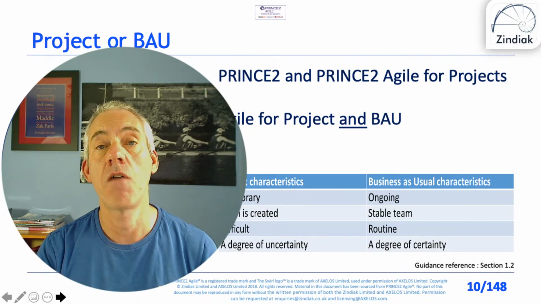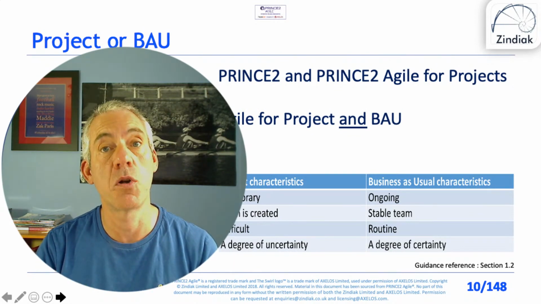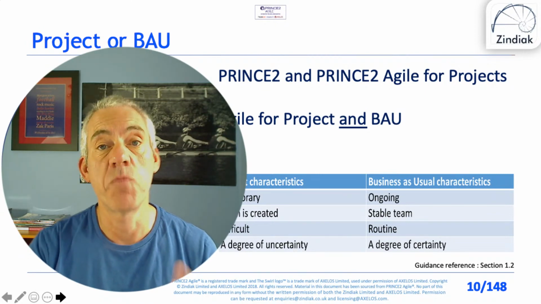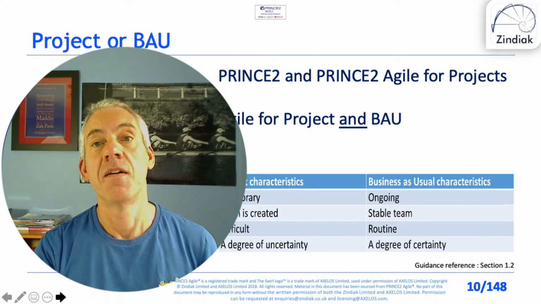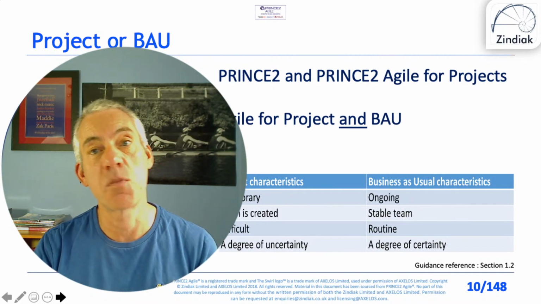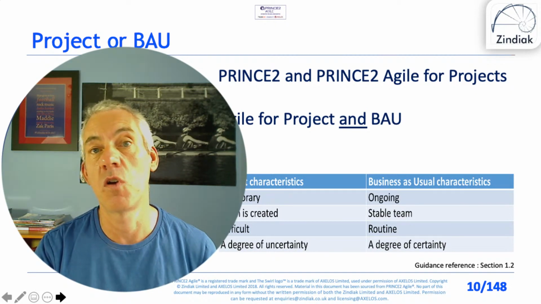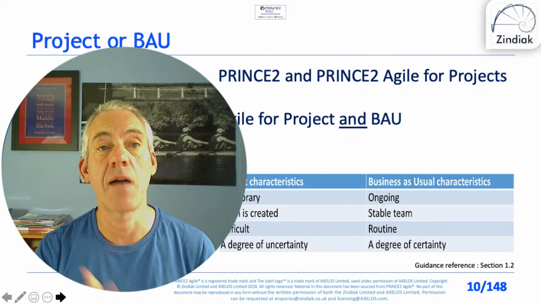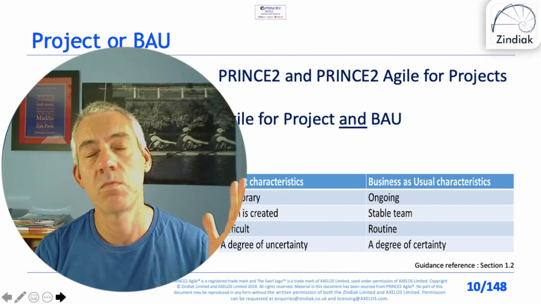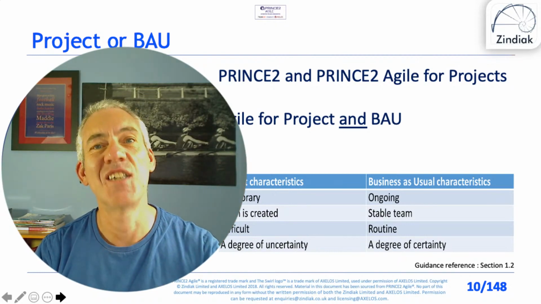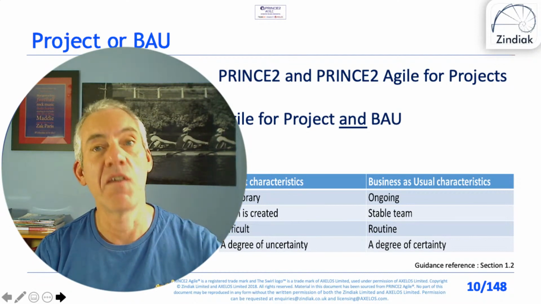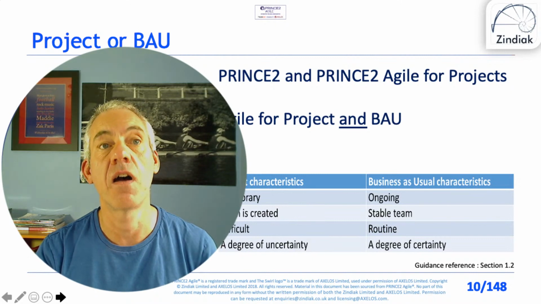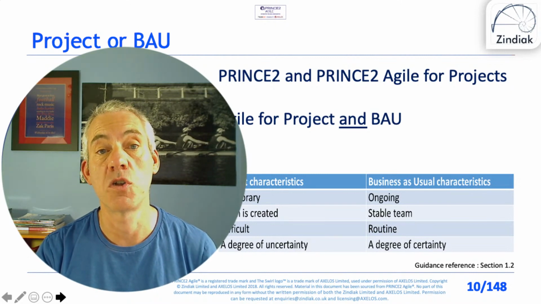PRINCE2 and PRINCE2 Agile are for projects and nothing else. They're just for projects. They're about how to manage a project, i.e. change, improvement. I do prefer to say improvement. In order to improve, we need to change, but what we're seeking is improvement, not just change for change's sake. Agile can be used for projects and business as usual, and you will get a question on the exam that one way or another makes sure you've recognised and understood that Agile can be used for either, but PRINCE2 and PRINCE2 Agile is just for projects.